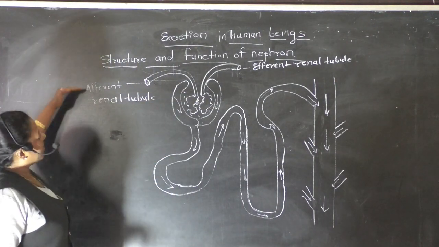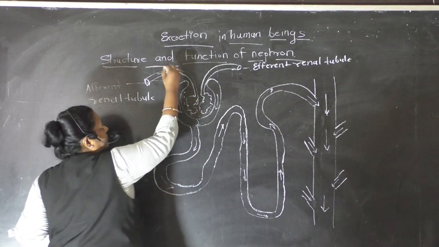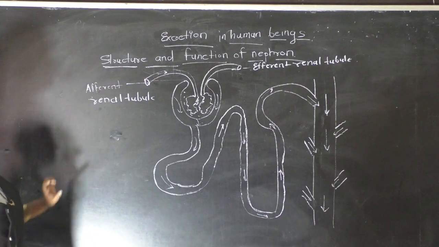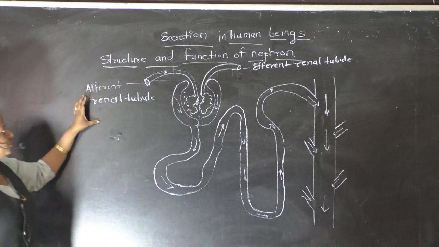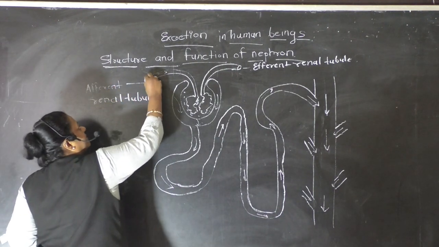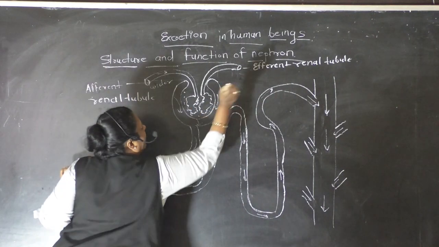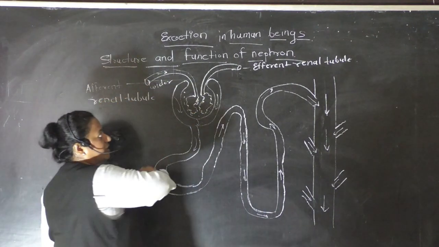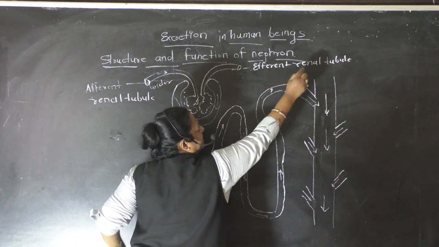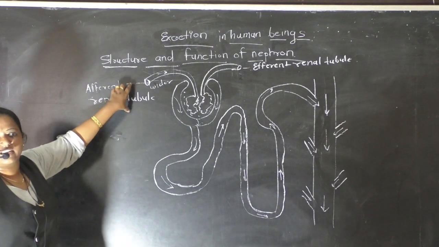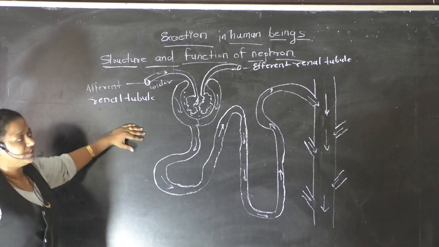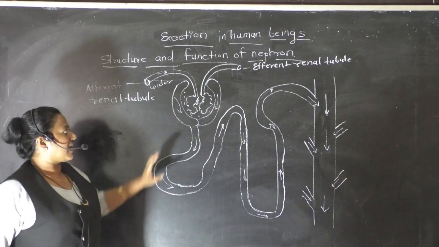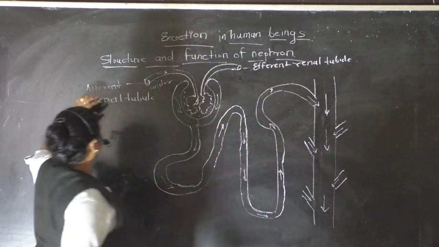Blood enters through the afferent renal tubule. Actually, blood enters the nephron for purification through the afferent renal tubule. Understood, students? This other tube is a little wider compared to the afferent renal tubule. After filtration, the blood goes out and is carried to every part of the body through the efferent renal tubule. See, A comes first, so keep in mind that through A, the afferent renal tubule, blood enters the nephron, and through the efferent renal tubule, blood goes out after purification.